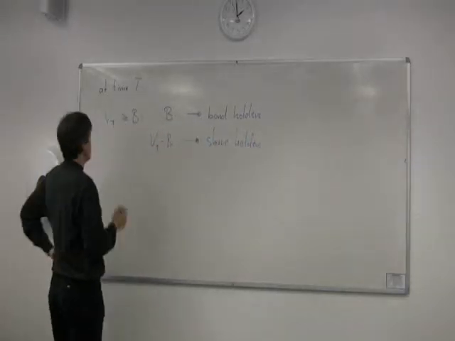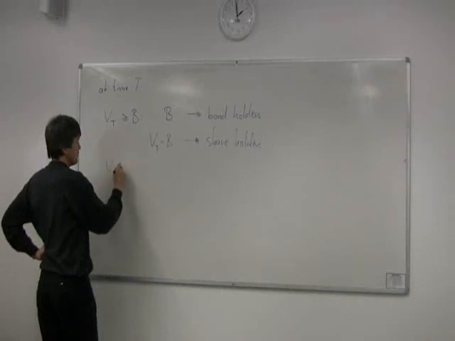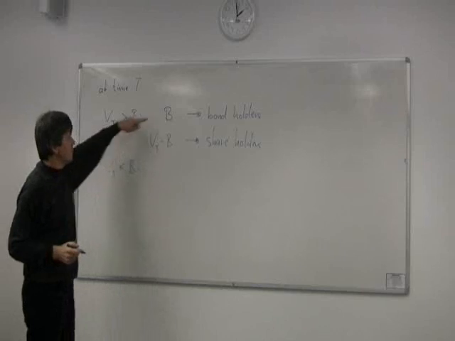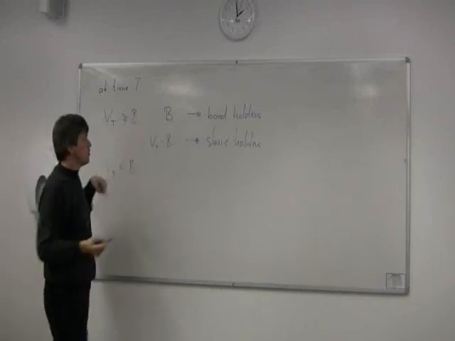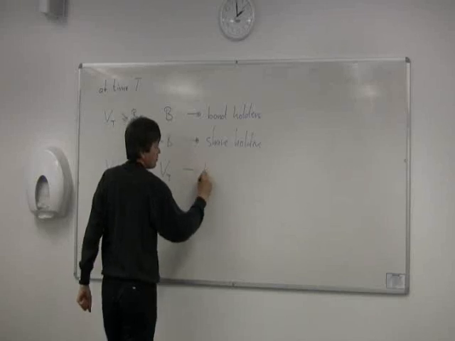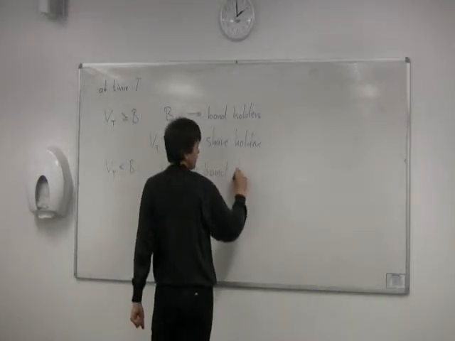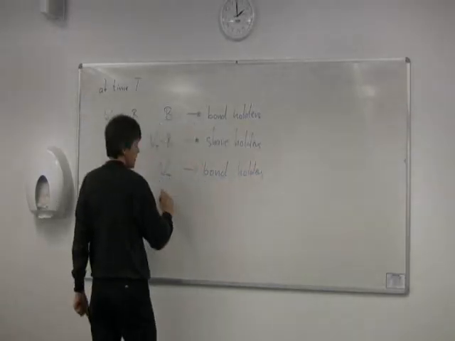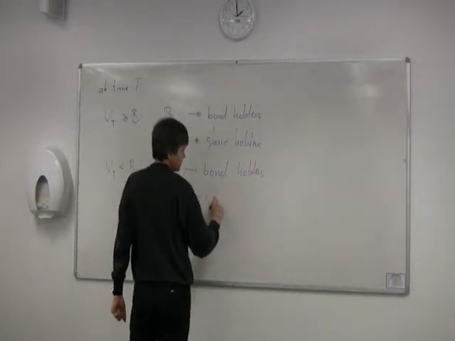So what happens if V of t is smaller than B? Well, if V of t is smaller than B, the B cannot be paid back. So the bondholders take over the company. So the whole company goes over to the bondholders and nothing remains for the shareholders.